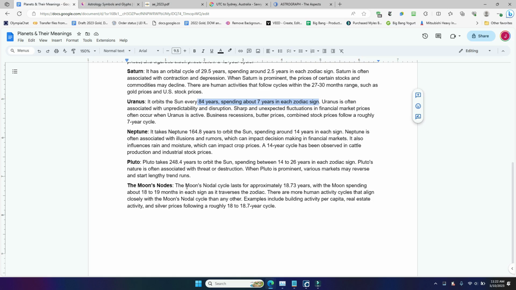And the Moon's north node cycle lasts approximately 18.6 years, 18.73 in this instance, with the moon spending about 18 to 19 months in each sign as it travels around the zodiac.